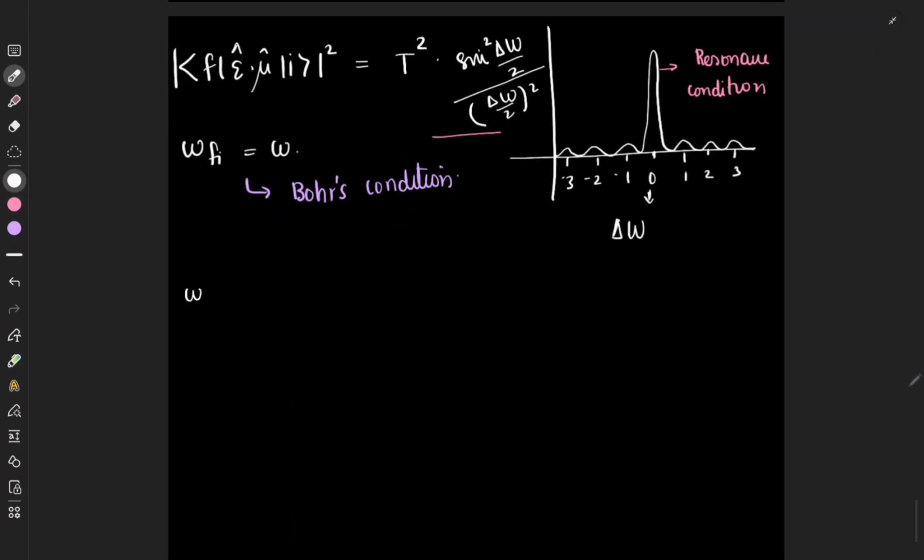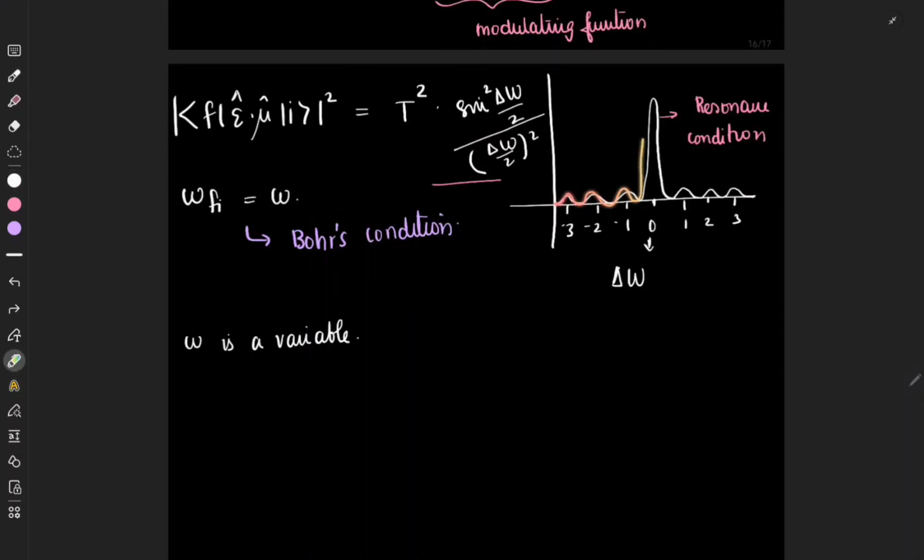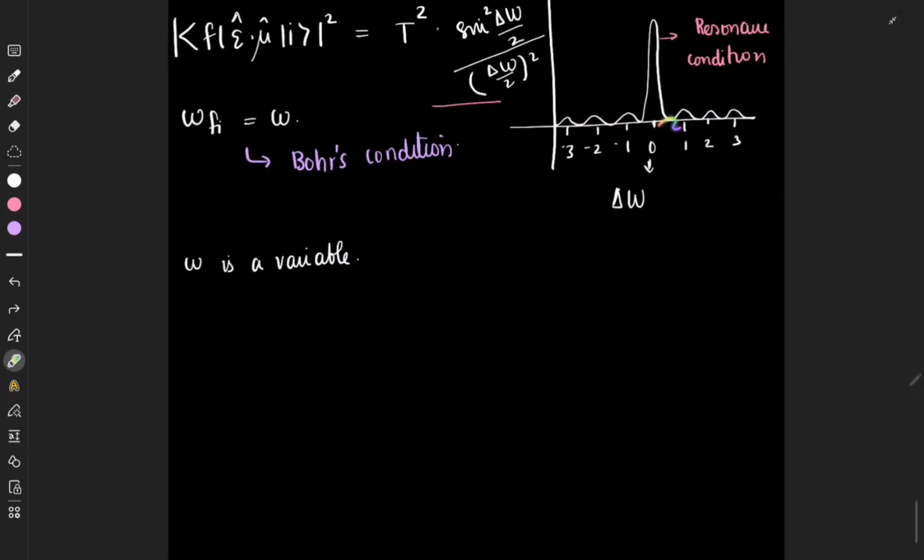So from here you have to note a few points. That is, omega is a variable quantity. It varies with incident light and all. So that's the reason why it can vary the sinc function. It is very clear that absorption takes place even in areas without resonance, but they are very feeble, so it's okay. And then the maximum probability of resonance happens at omega is equal to omega fi, which I said is nothing but the Bohr's condition, and that means delta omega is equal to 0.